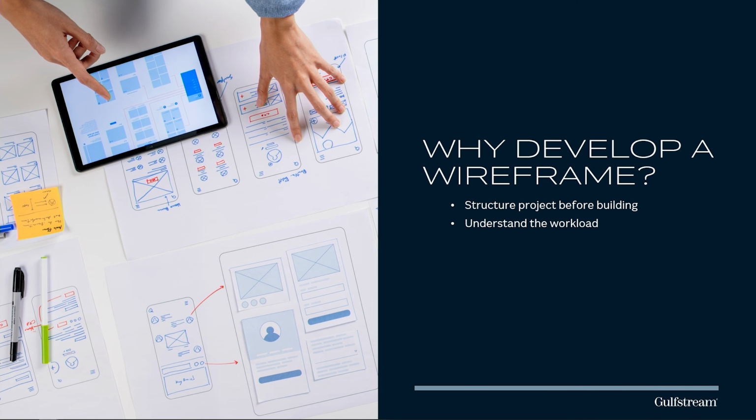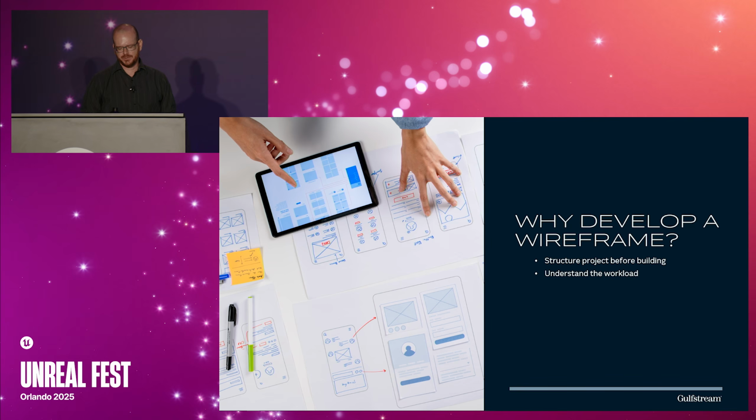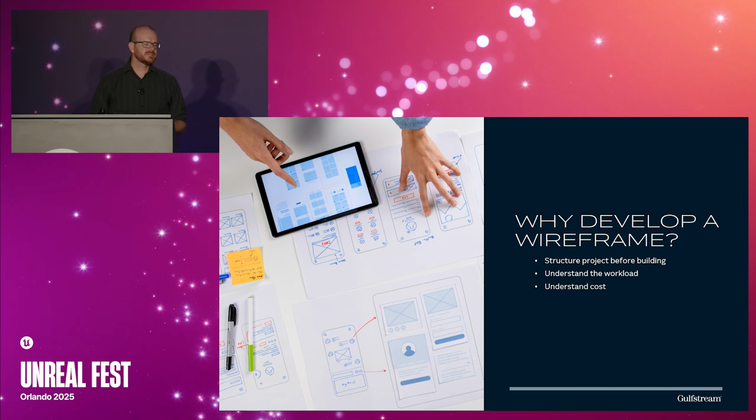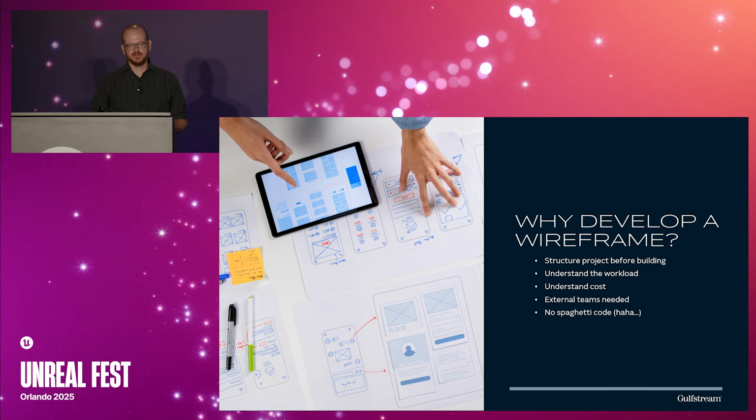If you go into a project and you don't develop a wireframe first, a lot of times you have absolutely no idea how much work you're going to need to do. You don't know how much time to put into it. You can also understand the cost a little bit better, depending on if you're bringing in third-party developers or things like that. It'll help you understand how much your cost may be up front. We also utilized this so that we could figure out which external teams within Gulfstream we were going to need. For instance, we store some of these projects on servers, so we knew we needed to talk to infrastructure. Security is a big deal with Gulfstream, so we knew we would probably need to bring those teams in as well. And then obviously, no spaghetti code whatsoever if you do this.